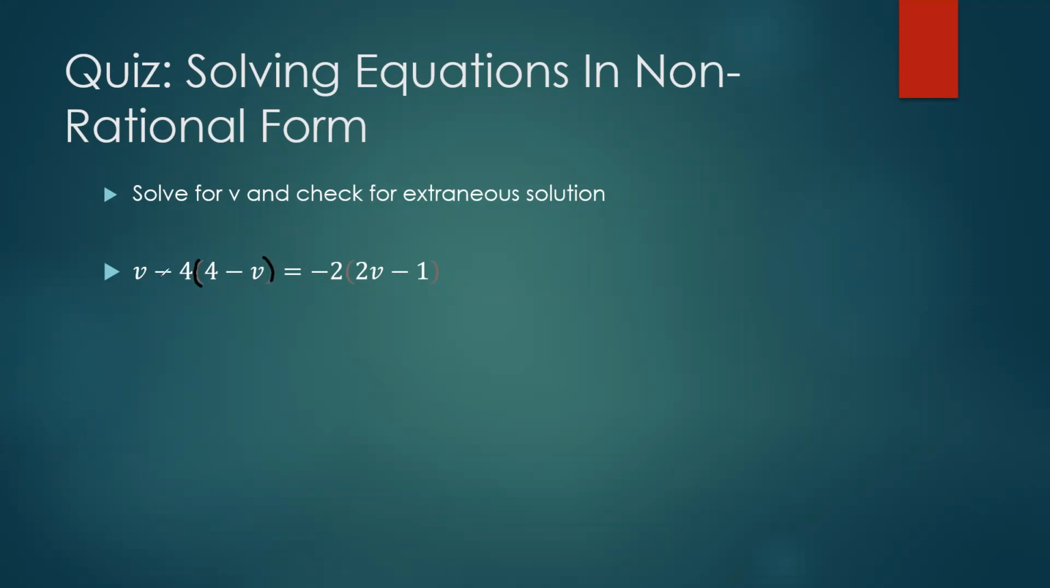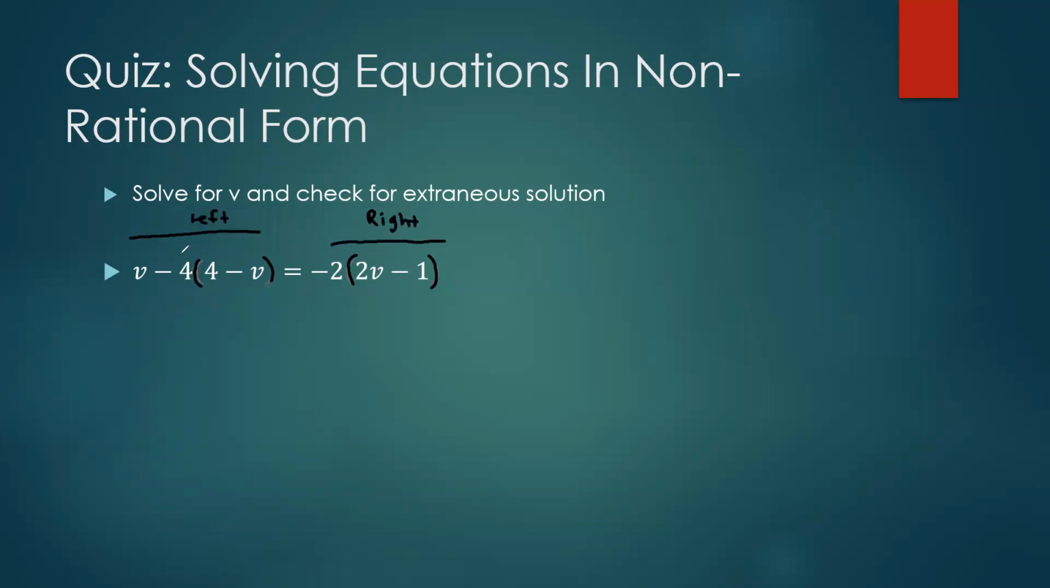So it's (v minus 4)(4 minus v) equals -2, and then this is a parentheses, (2v minus 1). So we have to solve for v. The first step is to simplify the left and right. If you look at the left side, we do have to do some foiling before we collect like terms. Same thing with the right. We have to do some foiling.